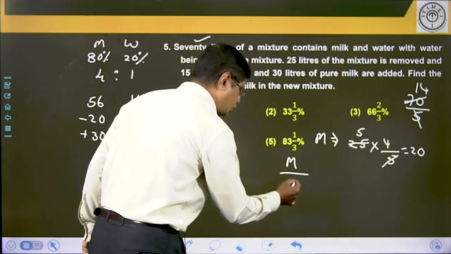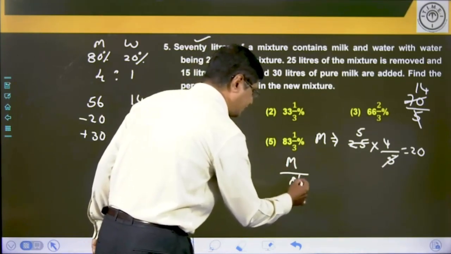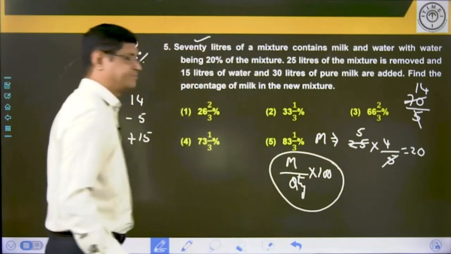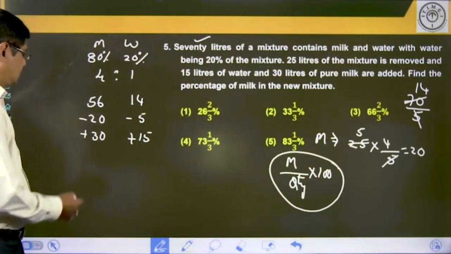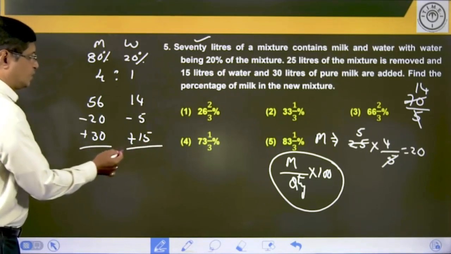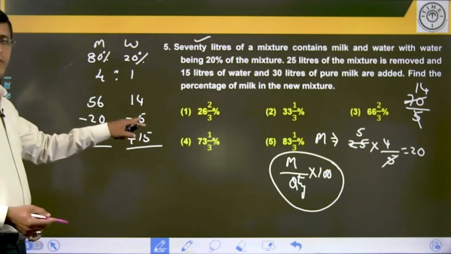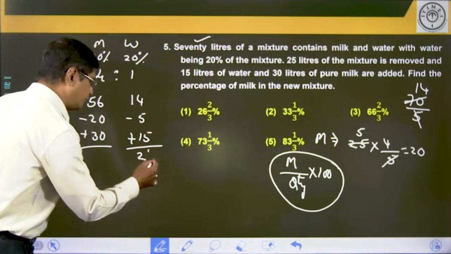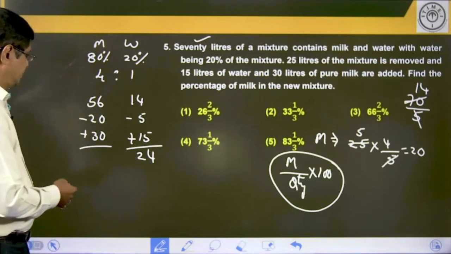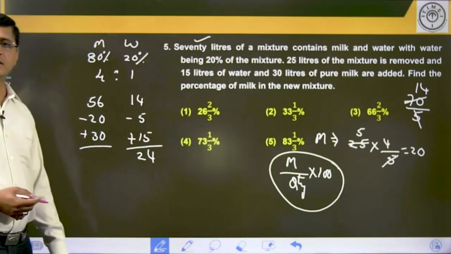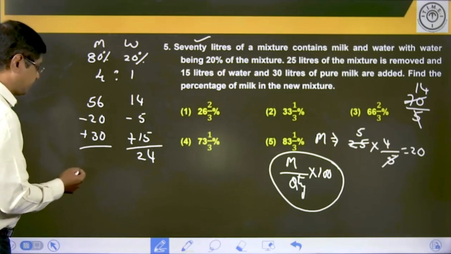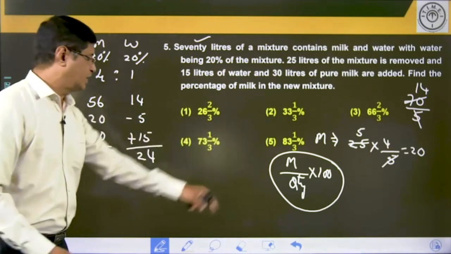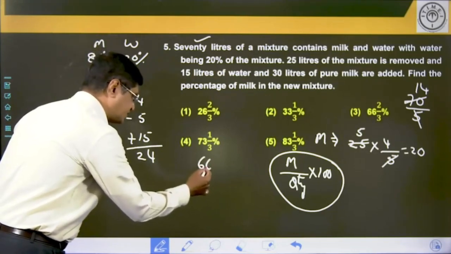Milk in the total quantity. Percentage to be found. Percentage means per every 100. Now simplify this. What is the result? 15 minus 5, that is 10. 10 plus 12, 24 liters of water. 30 minus 20, 10. 10 plus 56, that is 66. So milk quantity, milk is 66.